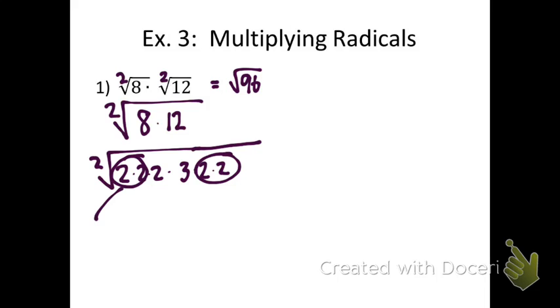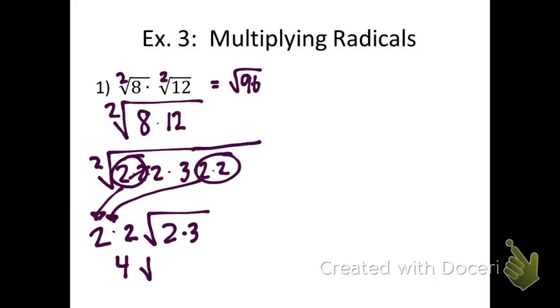So one of these 2's will make it out, the other one doesn't. And one of these 2's make it out, the other one doesn't. There's a multiply sign there. Square root of 2 times 3. So 2 times 2 is 4, and then rad 6. There you go. That's how we multiply radicals together.